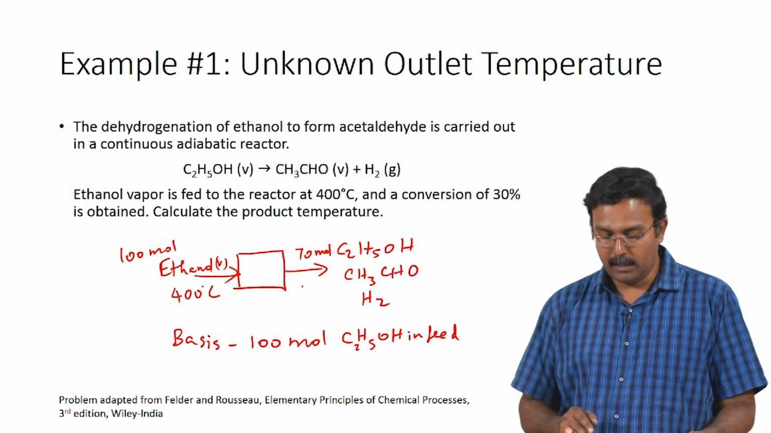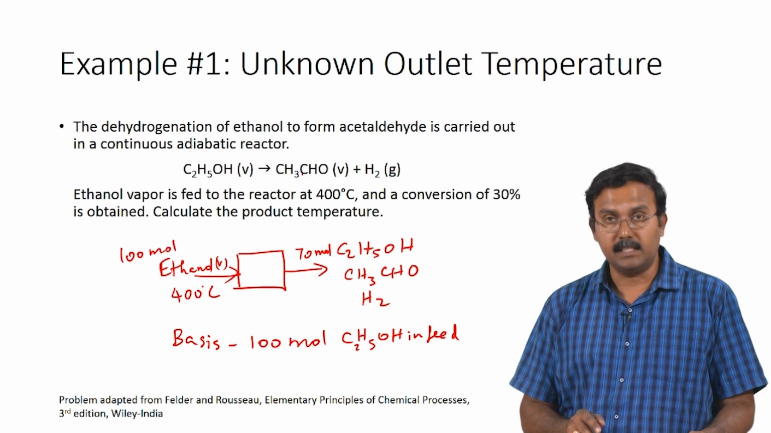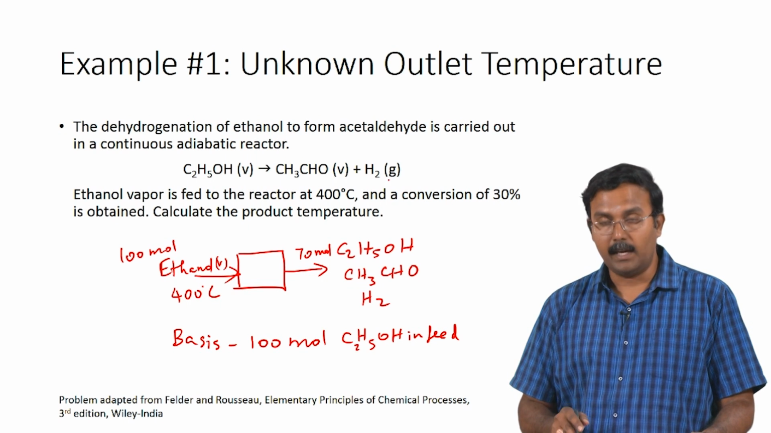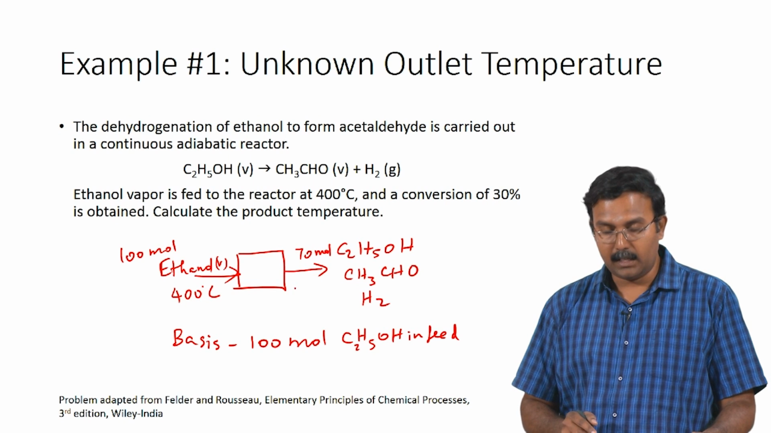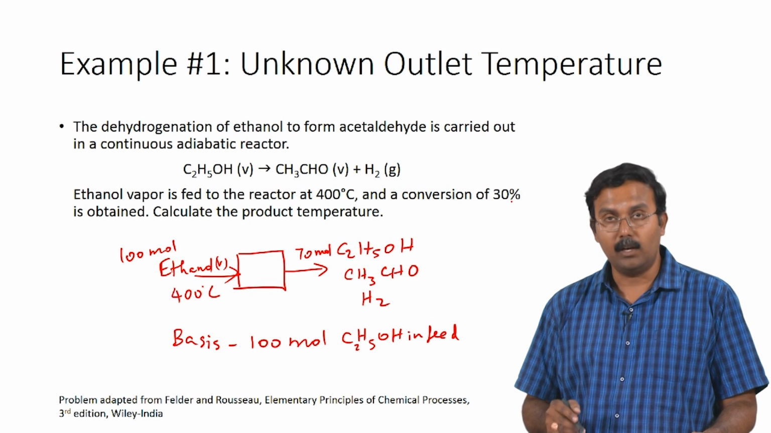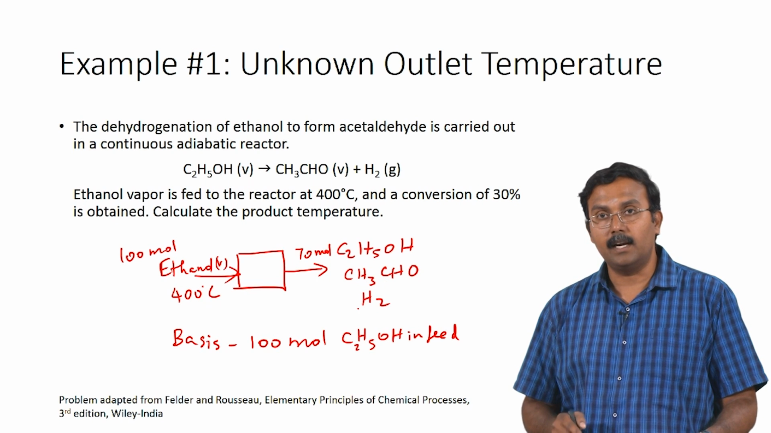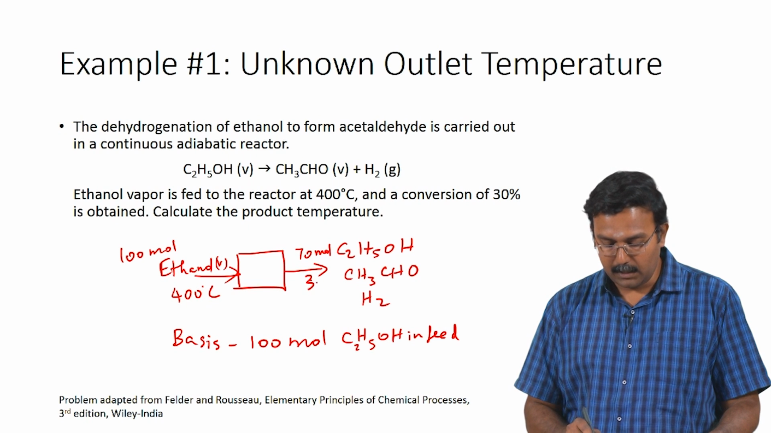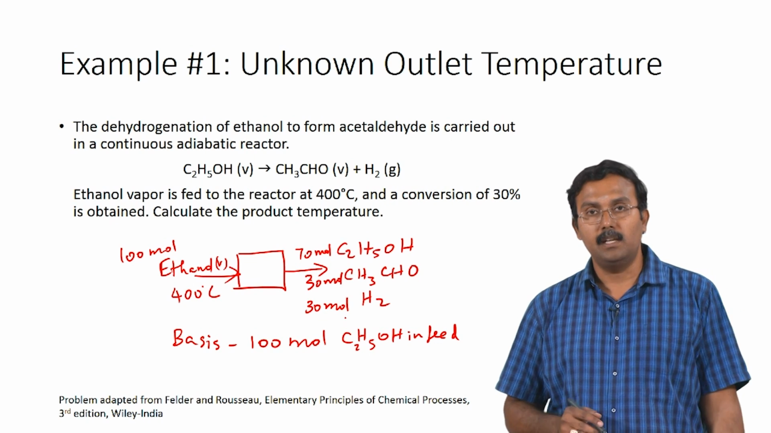Based on the stoichiometry, we can identify that 1 mole of acetaldehyde is produced per mole of ethanol consumed and 1 mole of hydrogen is produced per mole of ethanol consumed. So, based on that we know 30 moles of ethanol has been consumed. So, output for acetaldehyde and hydrogen would be equal to the generation, which is basically 30 moles. So, you have 30 moles of acetaldehyde and 30 moles of hydrogen which are leaving the system.